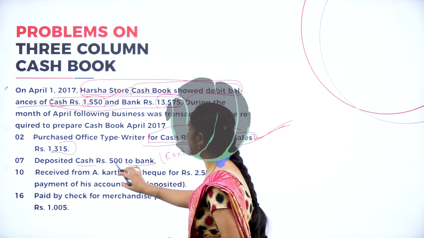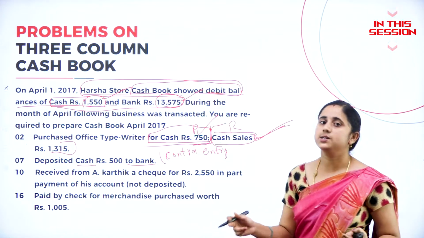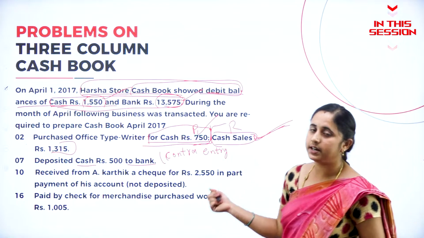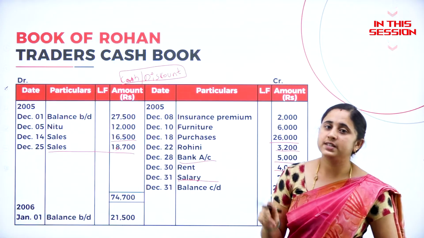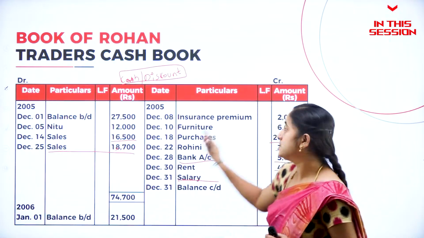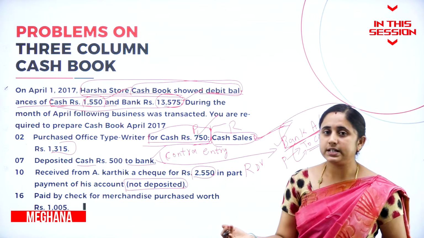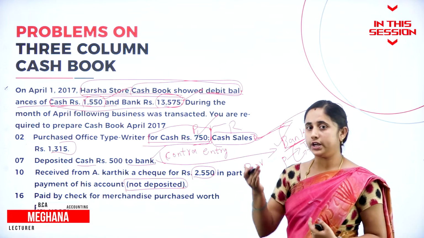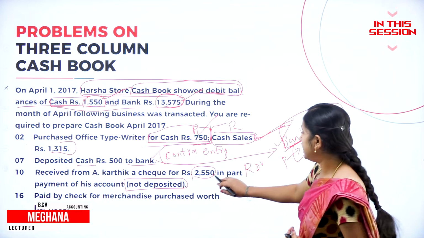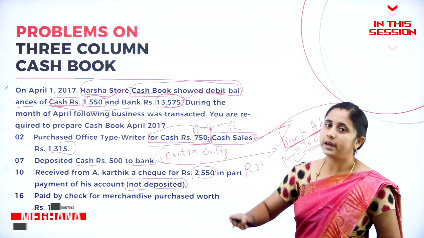You are going to deposit the cash into bank. Bank and cash is involved here. So this is considered as a contra entry. The difference between single column and double column cash book is one additional column called discount. You are not going to deposit in the bank, so the bank amount will not increase now. So you will write the 2250 for the cash column.